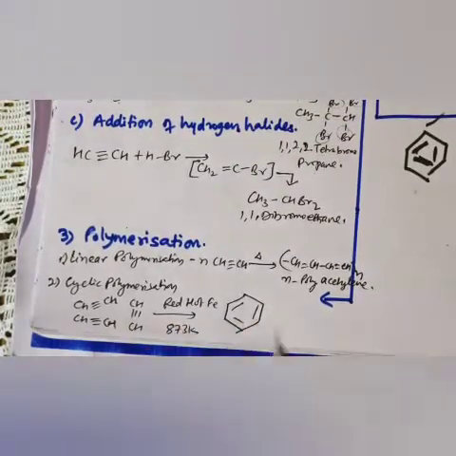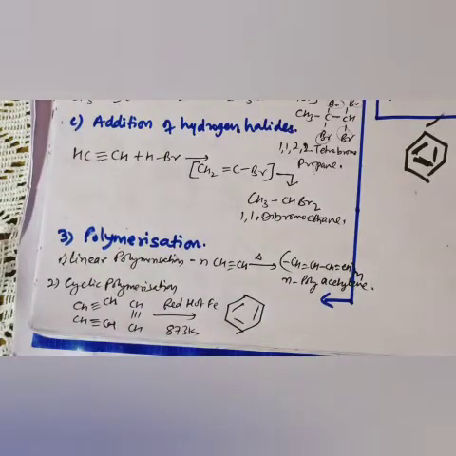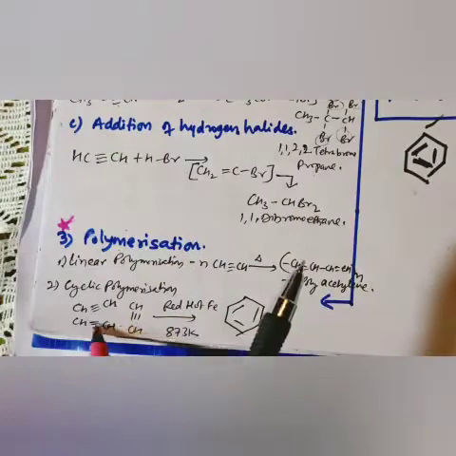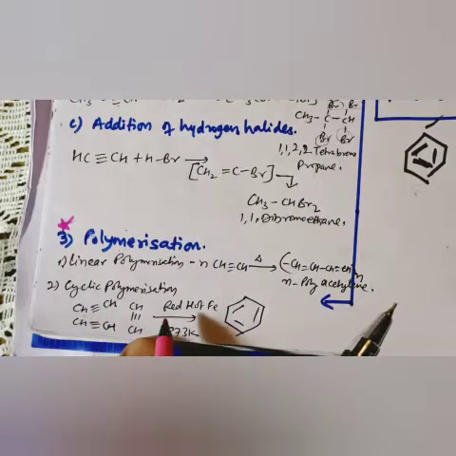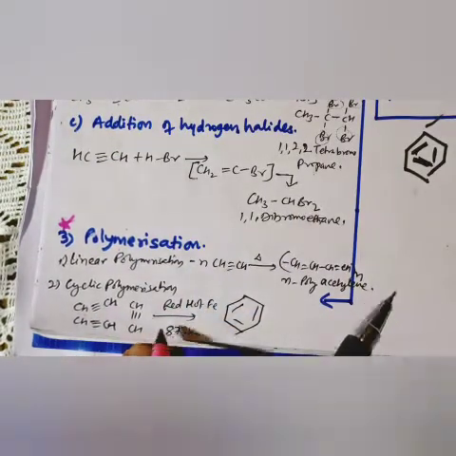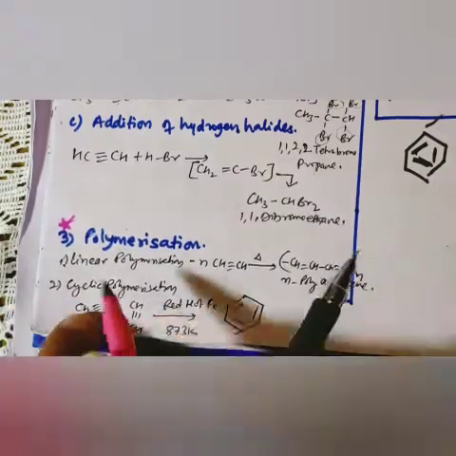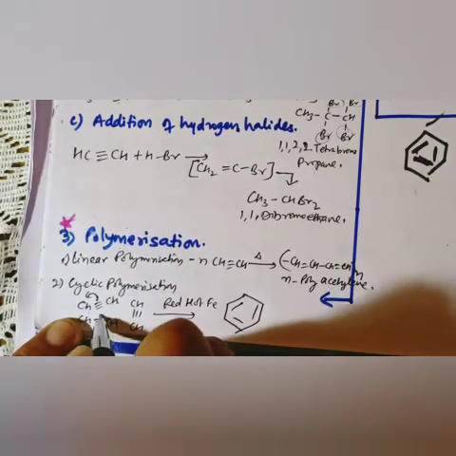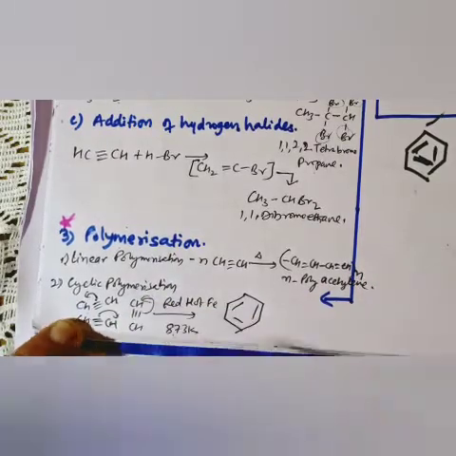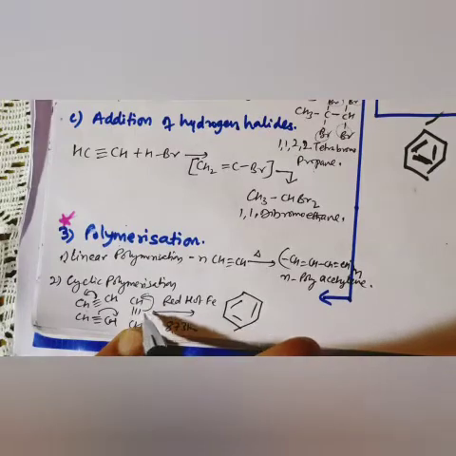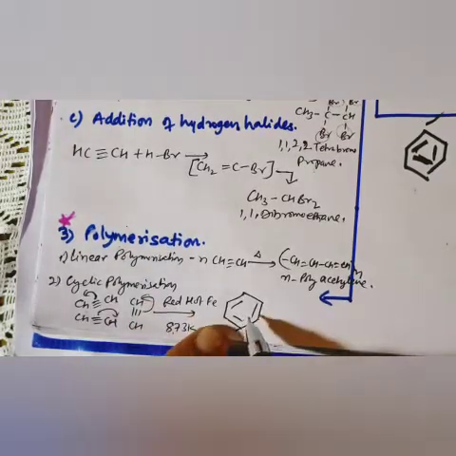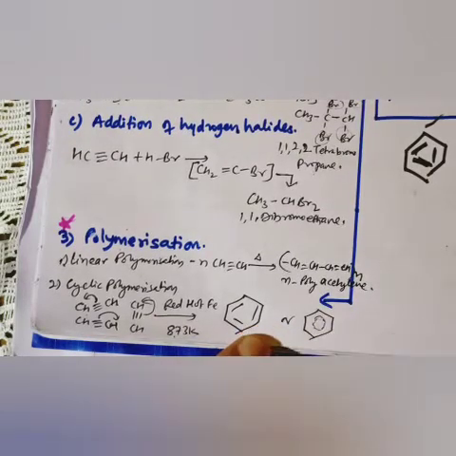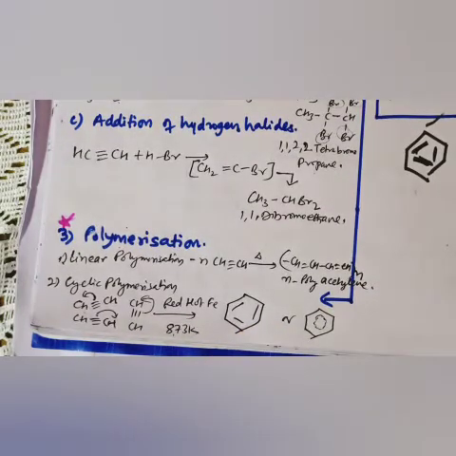So this is also important. This is an important conversion, and it can be asked in the exam: how to convert alkyne into benzene. In the presence of red hot iron at this temperature, 3 alkynes will react with each other. You can see here, it will make carbon bonds, the double bonds become single bonds, and it will form benzene. Or we can draw it in this way also, as a ring. This is called benzene.